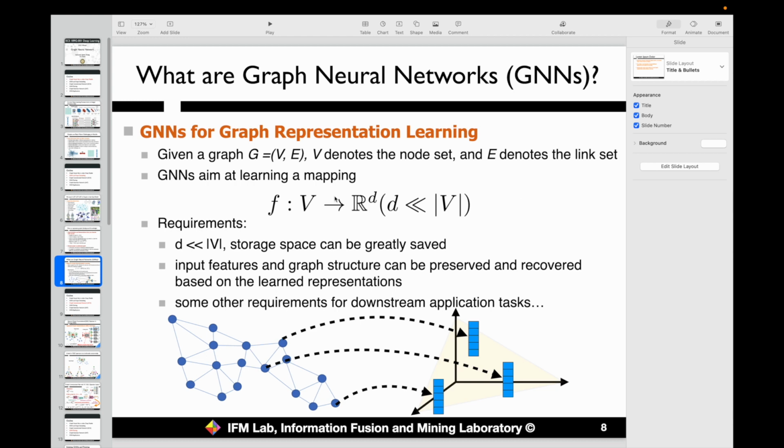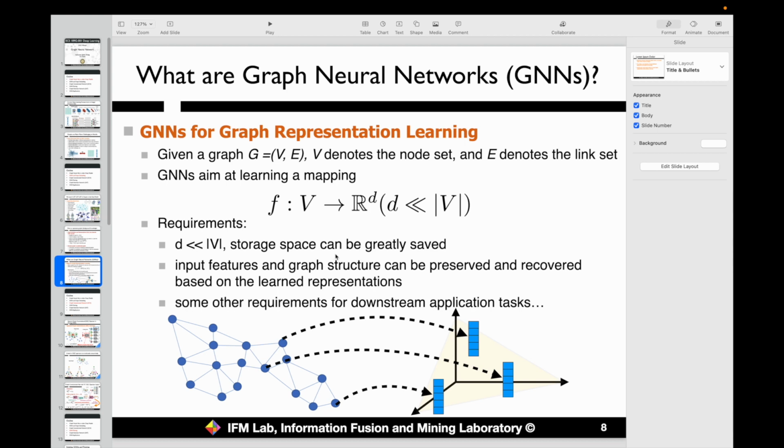So formally, given the graph as shown here, G covering V and E as the sets of the nodes and edges, the graph neural networks aim at learning a mapping, F, to compress the nodes into a concise representation in a feature space of dimension D. So normally this D size is much smaller than the size of the node set. In this way, we can ensure the storage space will be greatly saved compared with the adjacency matrix, because we know we can represent this graph structure with the adjacency matrix already, right? Then why do we need to further consider compressing them into the embeddings? The main reason is we want to save the storage space greatly.